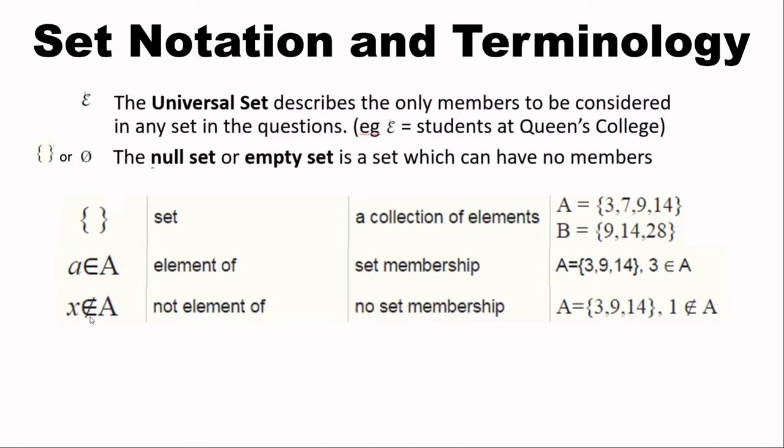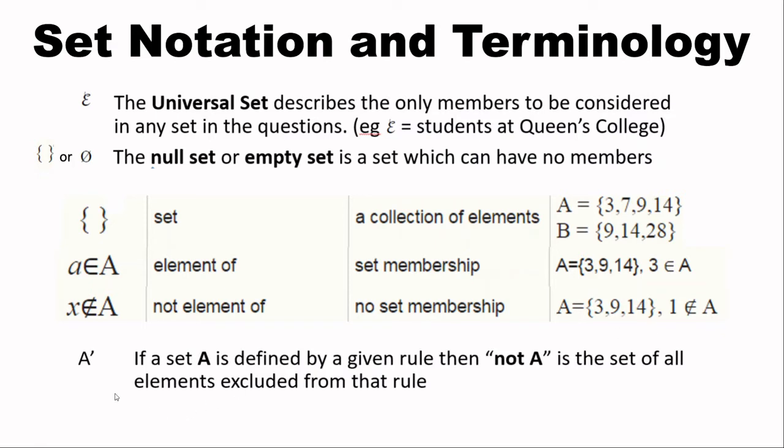Similarly, we could draw that same symbol with a line crossed through it, and that simply means that it's not an element, it's not a member. So here X is not a member of set A. And as our example over here, again, we see that A is the set 3, 9, and 14, and 1 is not in that set of values. 1 is not a member of set A.